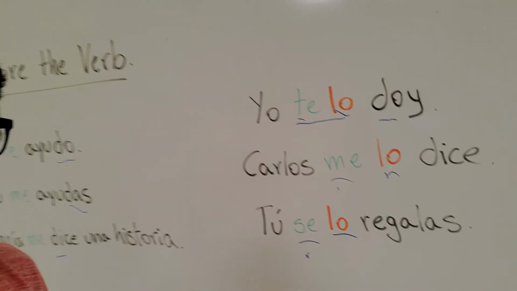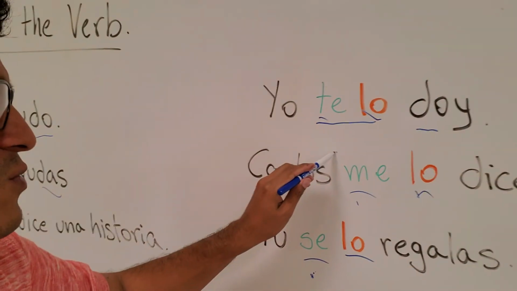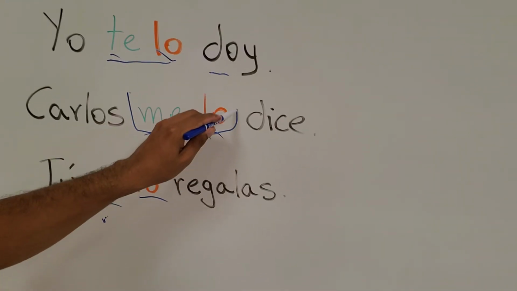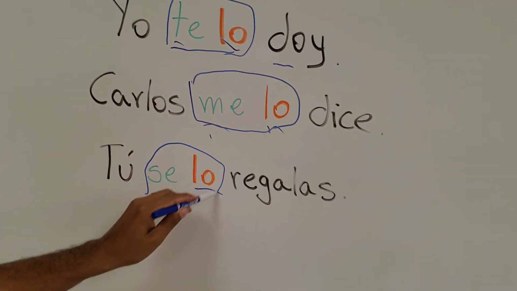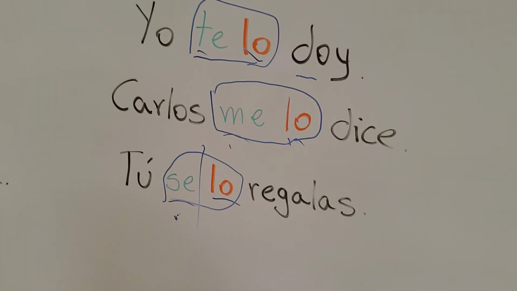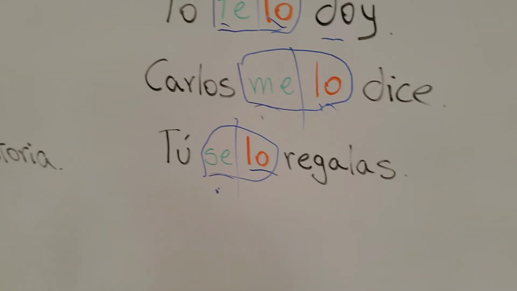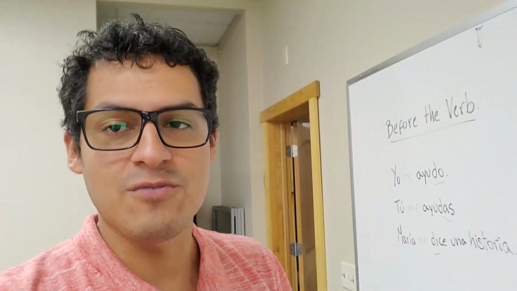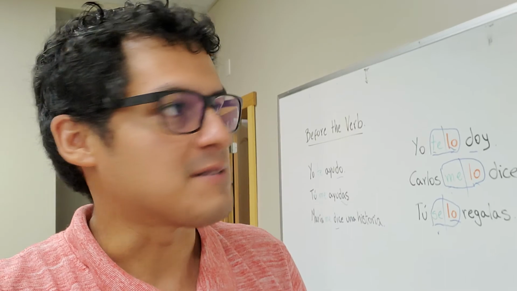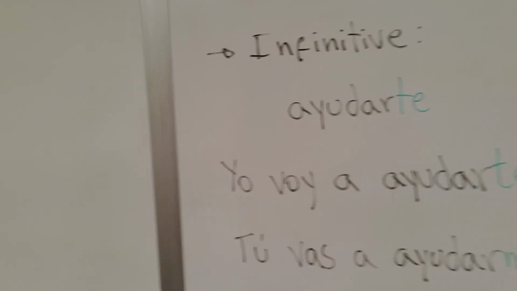One quick thing that I would like to say here is that we will never break or separate the two pronouns. When we use two pronouns, they will always go together. Me lo, te lo, se lo, etc. We will never break them into two and separate them, okay? If we are going to use the two of them, they have to go together, okay? So again, we place the pronouns before the verb, but we can also place the pronouns after the verb, and we will see here that we will do that.